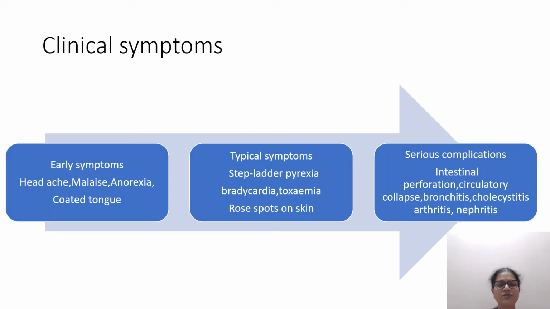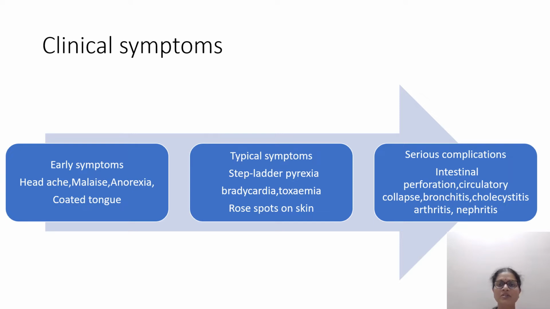In the early stages of typhoid, the symptoms that are commonly observed are headache, malaise, anorexia, that is loss of appetite, and also coated tongue. As the disease proceeds, we will start seeing the typical symptoms of typhoid, that is step ladder pyrexia, which I will explain in the next slide, bradycardia, that is decreased heart rate, and also toxemia. You will see rose spots throughout the surface of the skin.